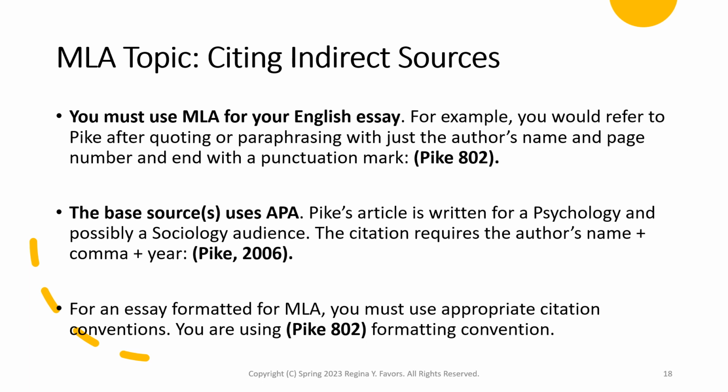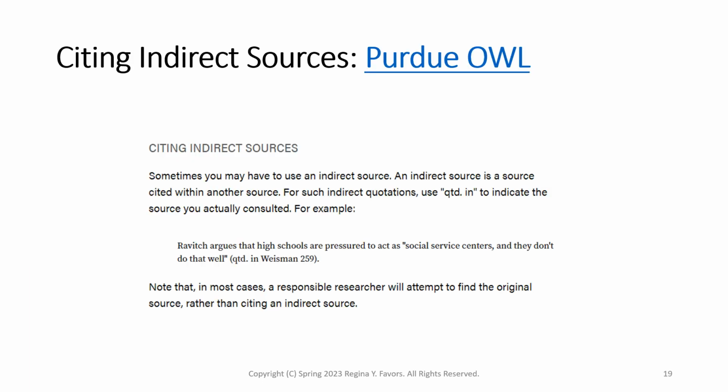For an essay formatted for MLA, you must use appropriate citation conventions. So you are using the Pike 802 formatting convention. Do not mix up APA and MLA. Your paper is an MLA formatted paper. So when you need to cite indirect sources, and this information comes from Purdue OWL, but you can find this online anywhere, there are guidelines for how you would need to do that, so let's read it.